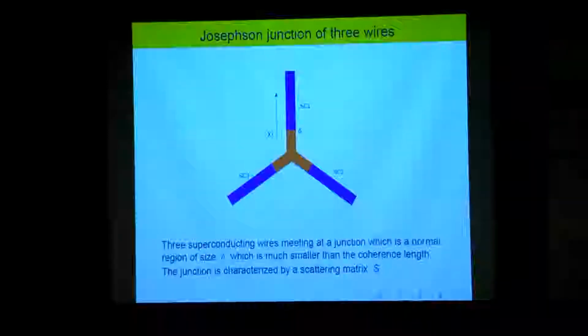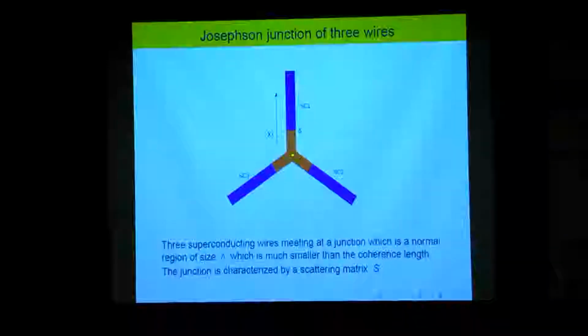Okay, so the particular model that I'm going to look at is a junction of 3 wires. There's a little region in the middle in orange, which is a normal region, very small, and then there are these superconducting wires, 3 of them, SC1, SC2, SC3. Eventually, of course, these wires are connected to leads, normal leads, very far away. But we're just concentrating on this part of the entire system.